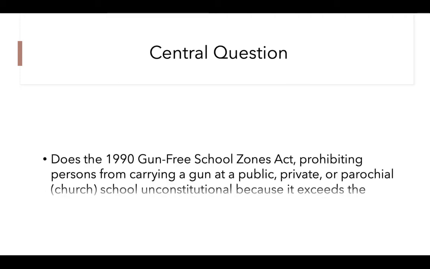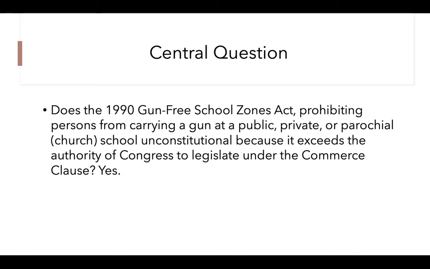Now, the central question here is: does the 1990 Gun-Free School Zone Act, prohibiting persons from carrying a gun at a public, private, or parochial school, unconstitutionally extend the authority of Congress to legislate under the Commerce Clause? And basically, the central question is answered as yes, right? It makes it unconstitutional because it extends the authority of Congress.